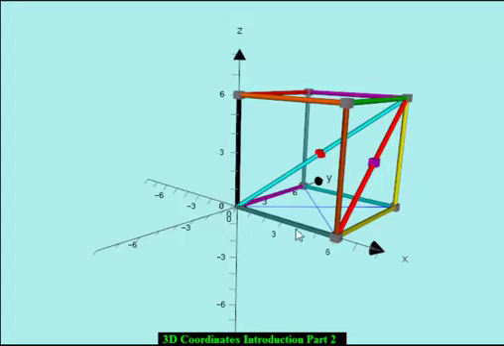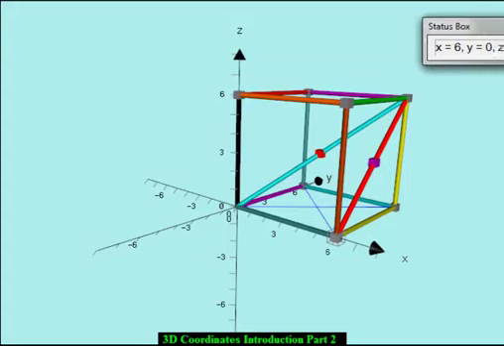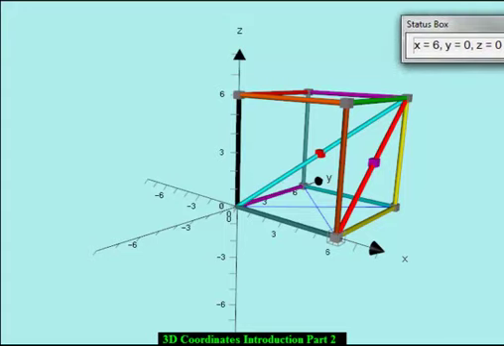Well, if you remember, this was a 6 by 6 cube. That's 6, and that's 6. And we discussed this particular point here, one of them. And you can see you go along the x direction, the x-axis, 6 units. You're not going that way, nor are you going up. So it's x equals 6, y equals 0, and z equals 0.